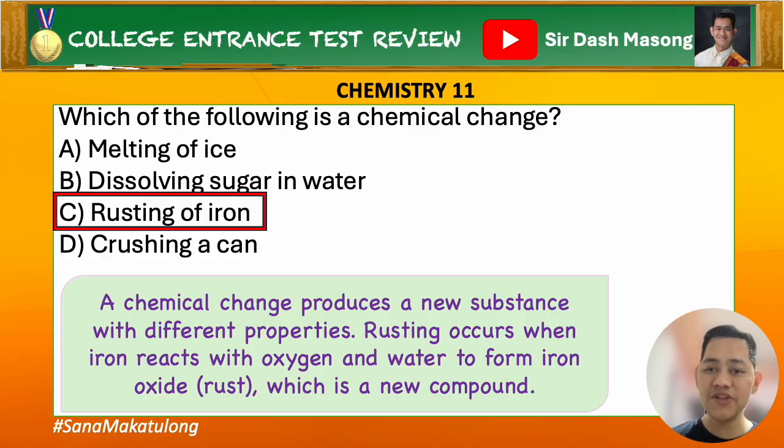Letter B. Dissolving sugar is physical. Yung sugar molecule, it separates, but they remain sugar. So, wala ring new substance na form. Letter D. Crushing a can changes shape only. The metal remains aluminum or steel, walang chemical reaction.